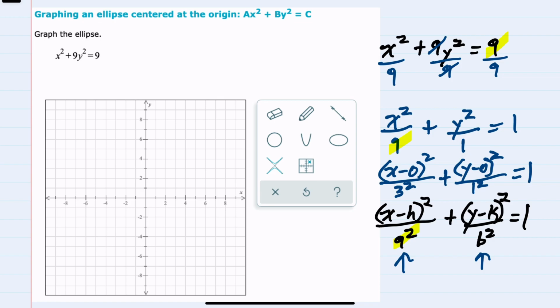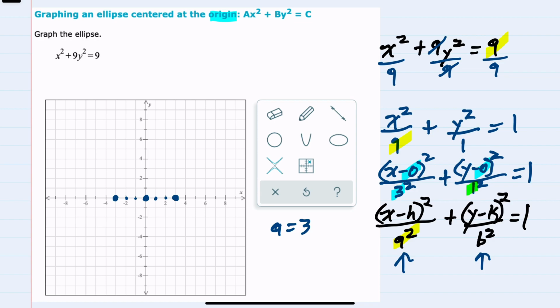And we can see from this form that our h and k are 0 and 0. The center is at the origin as the description indicated. So our center is 0, 0. The stretching occurs in the x direction, which is our largest axis. My a is 3, so I would go 3 units in the x direction from the center in both directions. These points would be on the ellipse.